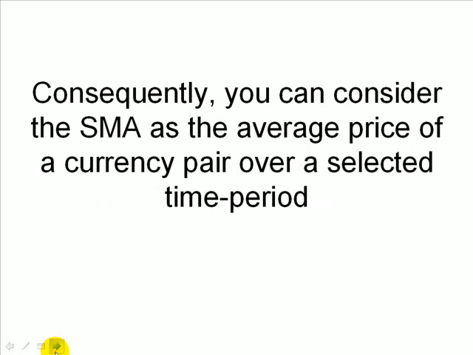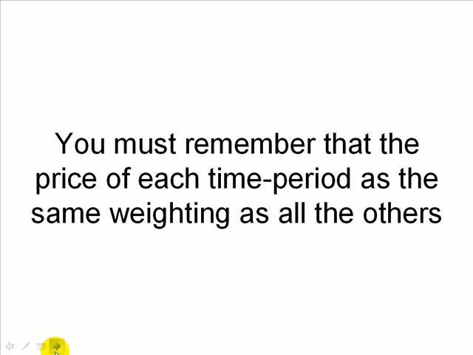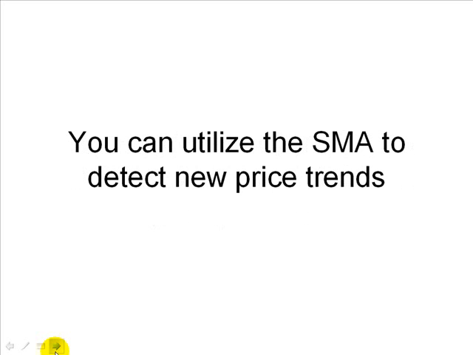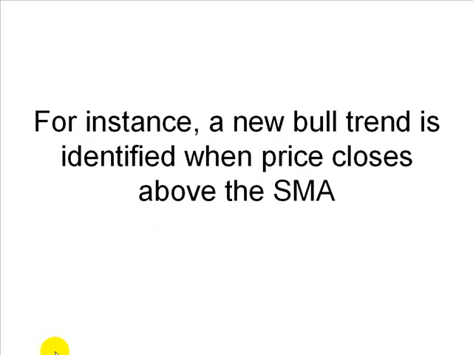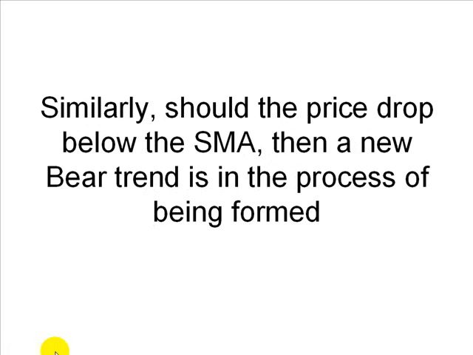Consequently, you can consider the SMA as the average price of a currency pair over a selected time period. You must remember that the price of each time period has the same weighting as all the others. You can utilize the SMA to detect new price trends. For instance, a new bull trend is identified when the price closes above the SMA. Similarly, should the price drop below the SMA, then a new bear trend is in the process of being formed.